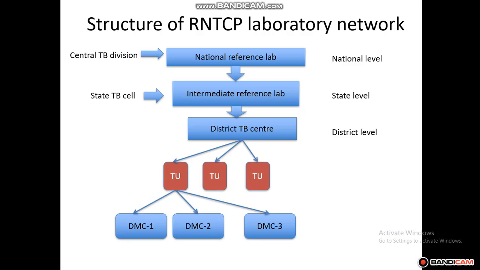Coming to the RNTCP lab network, how these lab facilities are being integrated. This is also important. We have national level, state level and district level. At the national level we have the National Reference Lab, that is the Central TB Division. Coming to the state level, under the State TB Cell we have the Intermediate Reference Lab. Under the district level we have the District TB Center, which is the most important and active center working for the proper implementation of the TB services.